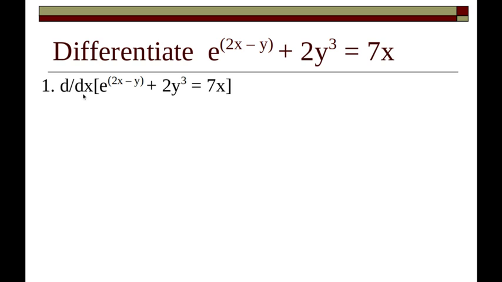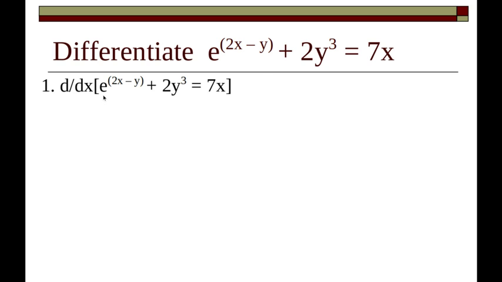So we're going to take the derivative with respect to x of e to the 2x minus y, plus 2y cubed, equals 7x. And remember, if you can rewrite your original function and get y by itself, do that. But here, since we have a y in the exponent and a y cubed, it's impossible to get y by itself. It might be possible, but it could be very long and time consuming. You only want to do it if it seems easy.